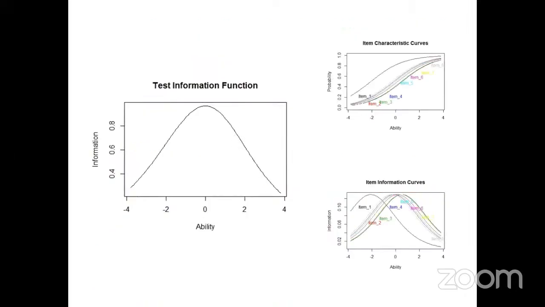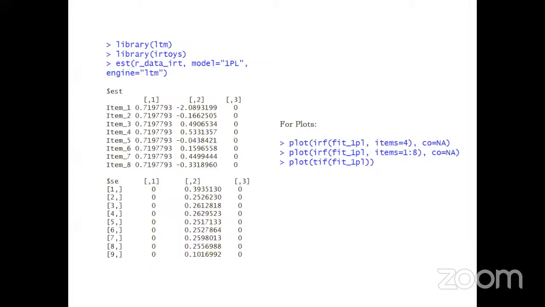And you get lovely looking, beautiful looking curves in IRT, which tell you, it's the same thing: item characteristic curve, item information curve, and the test information function. For all these, this is where we are applying the 1PL model.